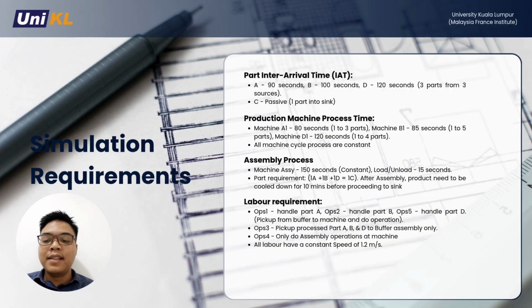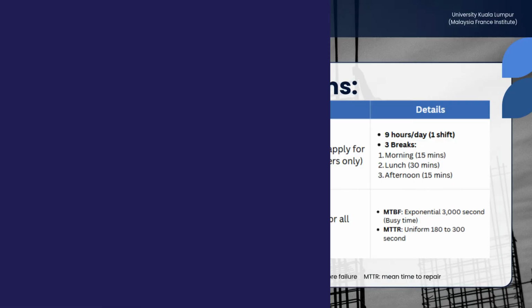Each operator is assigned to handle the process of respective parts. Ops 1 for part A, Ops 2 for part B, Ops 5 for part D, Ops 3 for handling parts A, B, and D, and Ops 4 for assembling into part C. All operators have a constant speed of 1.2 milliseconds.